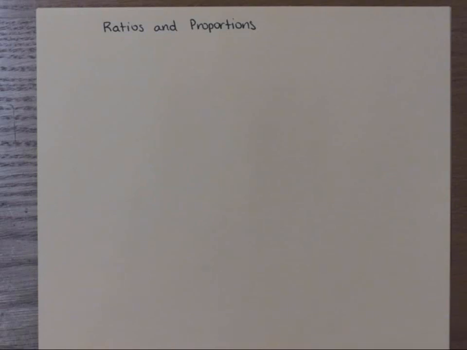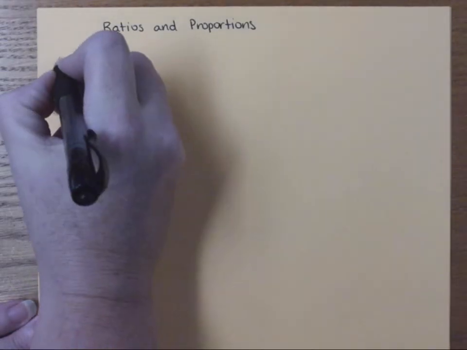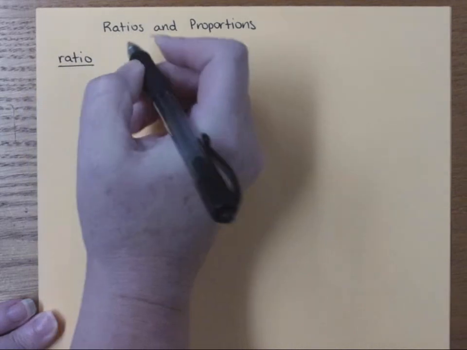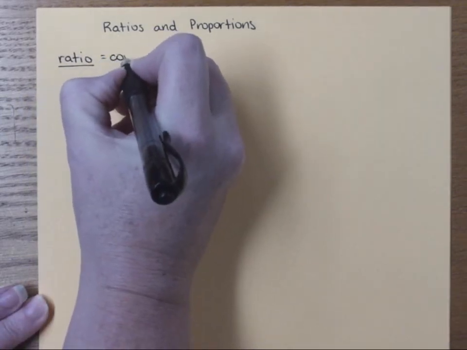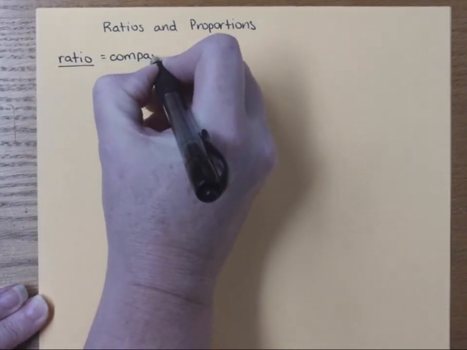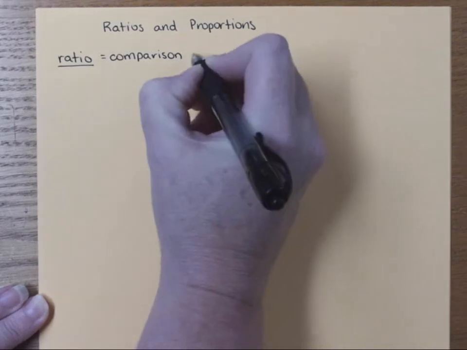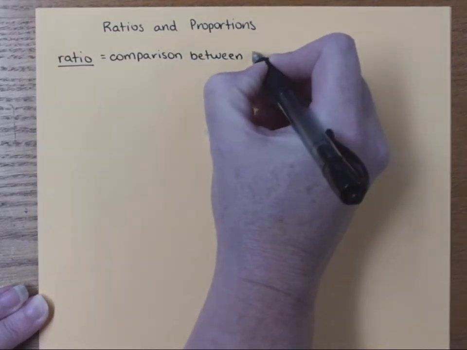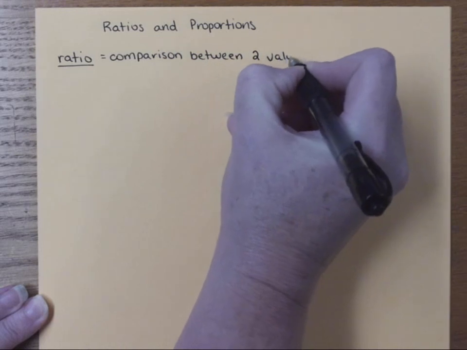So today we're going to look at some comparisons called ratios and proportions. A lot of times these words are used interchangeably, but you need to make sure you understand what they are so that when you use them in your class, you use them correctly. A ratio is simply a comparison between two values.